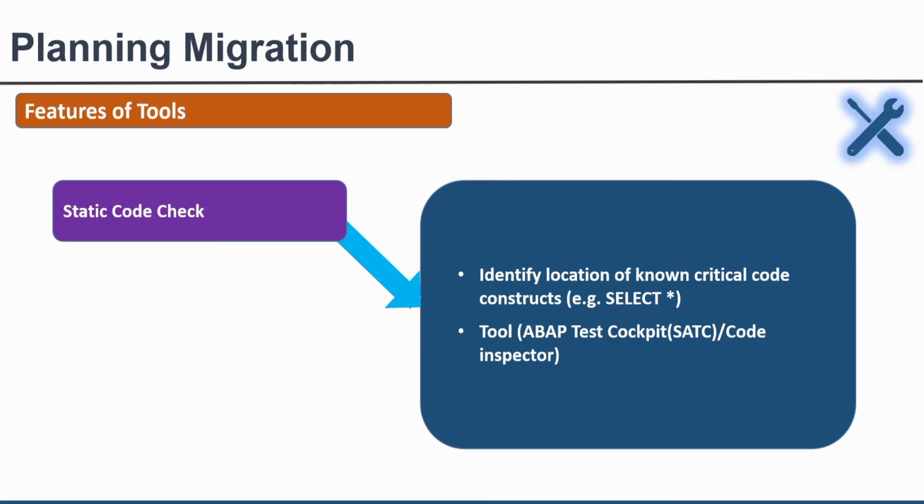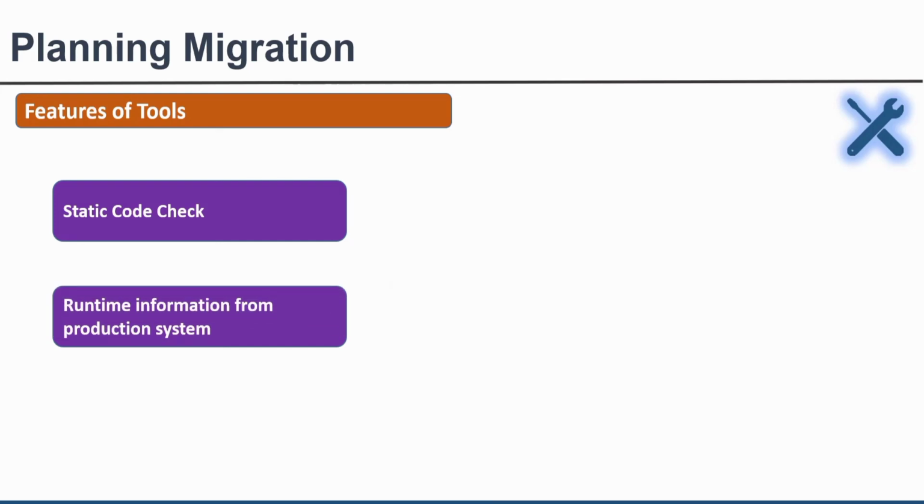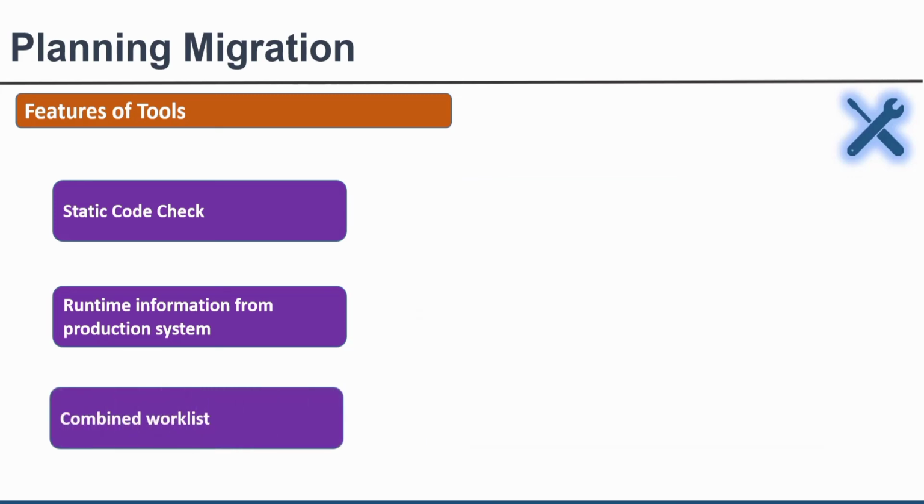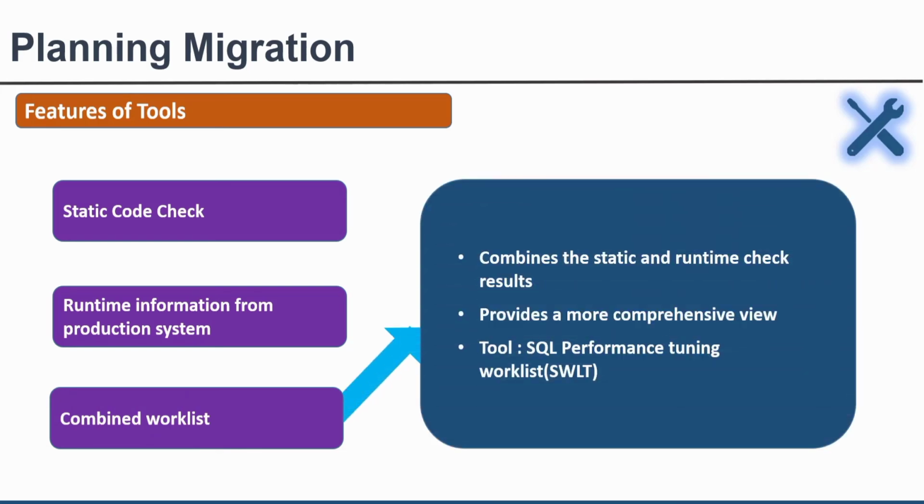Another feature is runtime information from production system. This collects performance key figures of code constructs. The tool supported is SQL Monitor. Another feature is the combined work list. It combines the static and runtime check results, provides a more comprehensive view, and the tool which is supporting this is SQL Performance Tuning Worklist.